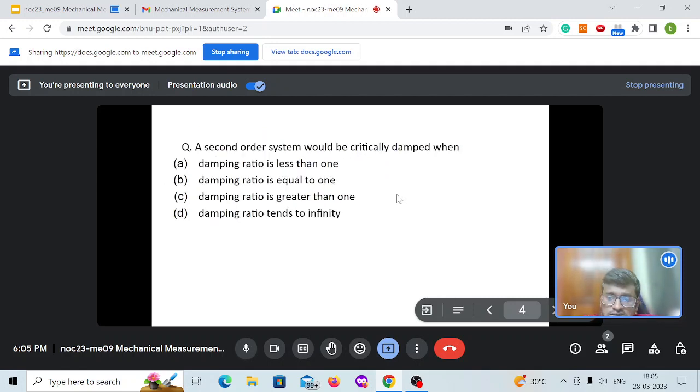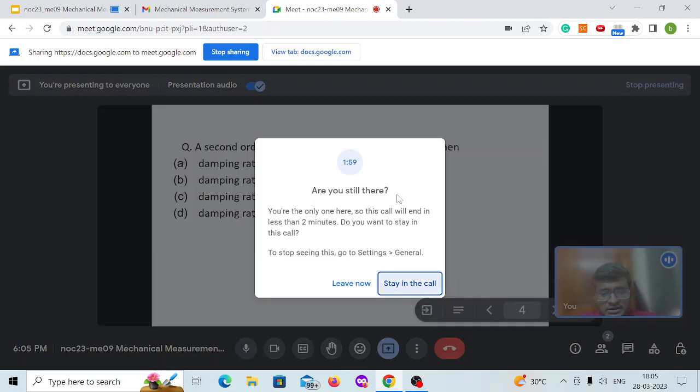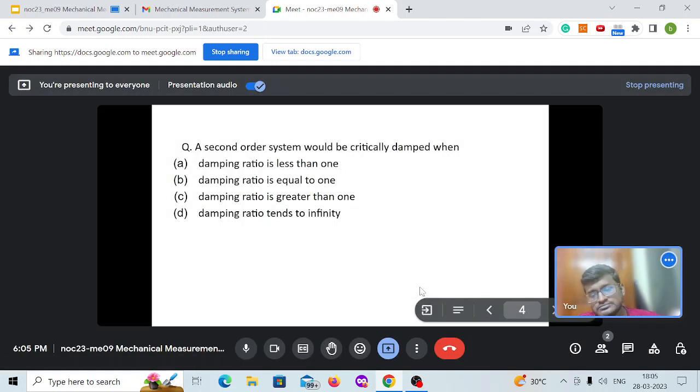The next problem: a second order system would be critically damped when A, damping ratio is less than 1, B, damping ratio is equal to 1, C, damping ratio is greater than 1, D, damping ratio tends to infinity.